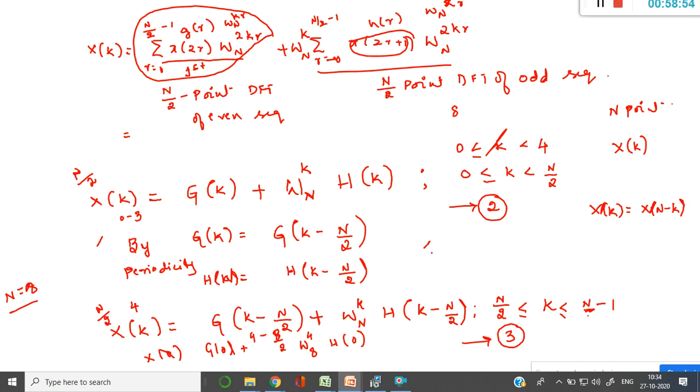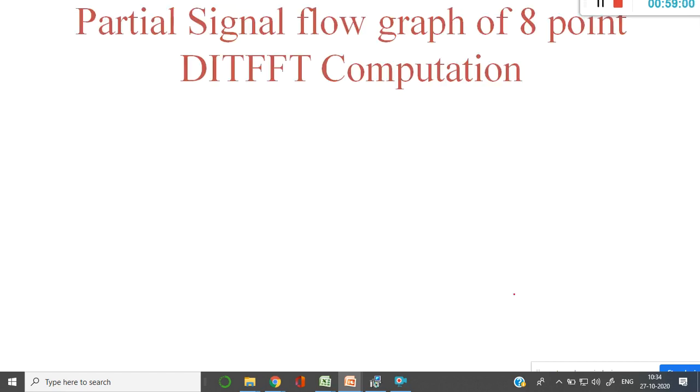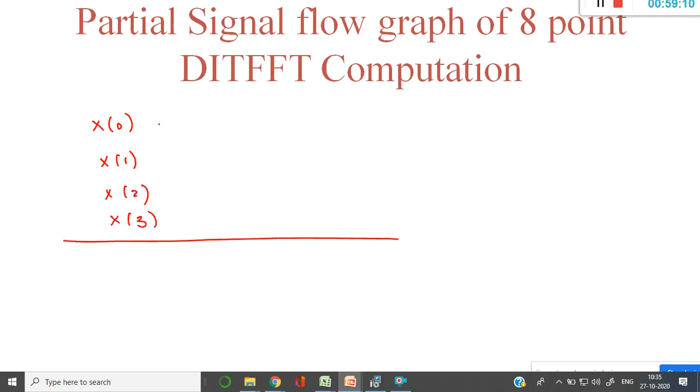Is this clear? So now just write down those values here. How do you write those values? X of 0, x of 1, x of 2, x of 3. These values are computed from g of 0 plus w8 to the power of 0 h of 0, g of 1 plus w8 to the power of 1 h of 1. Similarly these two values are calculated.